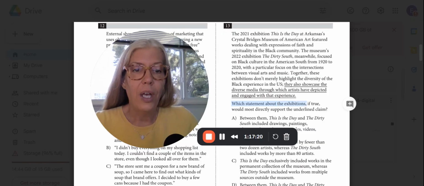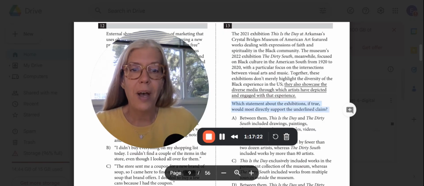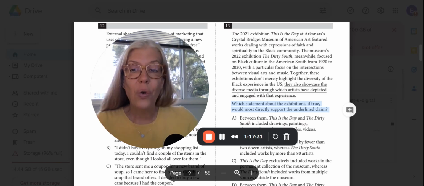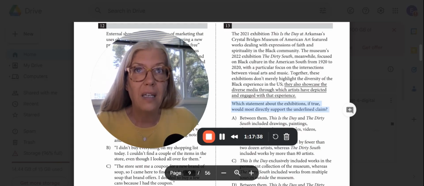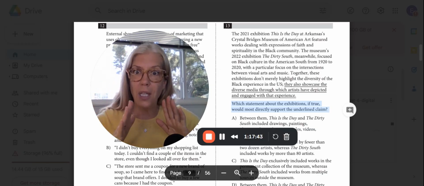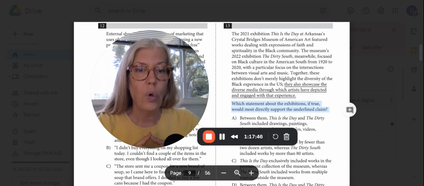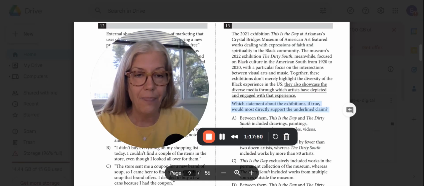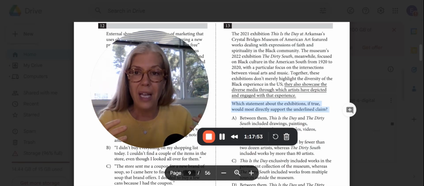Okay, start with the question. Which statement about the exhibitions, if true, would most directly support the underlying claim? So we're looking to support the underlying claim. Now, okay, this is different. You have seen before the function of the underlying sentence in the text as a whole. This is different. They are really bringing your attention to this underlined portion and saying this is the underlying claim. So we're just reading it to understand what are they claiming.